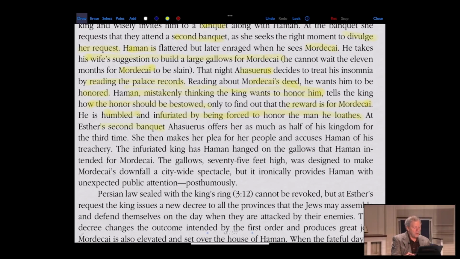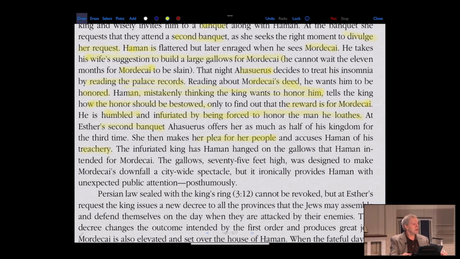At the second banquet, he offers again, the third time he says, what's your request this time? Even up to half my kingdom. And so she then makes her plea for her people and says, if it was just because of my life or my family, but this affects all my people. And so she accuses Haman of this treachery. And the infuriated king goes out, and at that moment, Haman makes the blunder of falling upon her, appealing to her mercy.